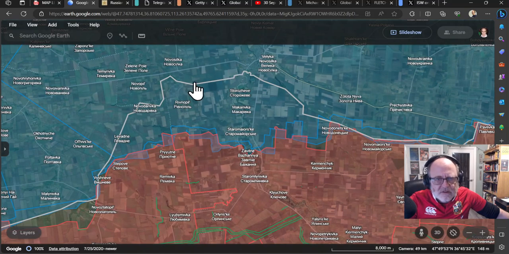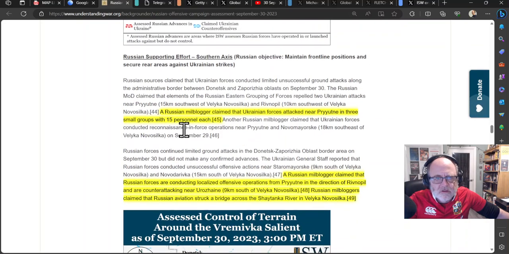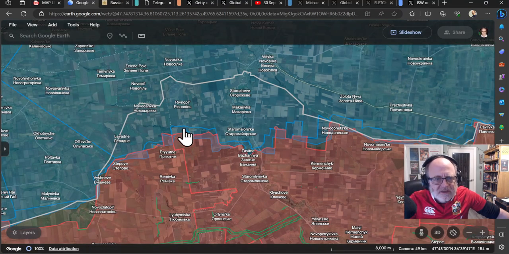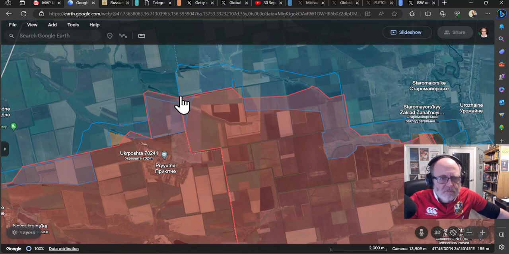But nonetheless, that's that area. This is back to Velika Novosilka, and the ISW says of this area that a Russian mil blogger has claimed that Ukrainian forces have attacked near Pryutne in 3 small groups of 15 personnel each. So again, that's fairly small. It's not like they're doing huge attacks in this area. This is Pryutne there. This outer line is where the Russians are, and they pushed back the Ukrainians north of Pryutne, and the Ukrainians might well be trying to do a counterattack there to push the Russians back to where they had been.